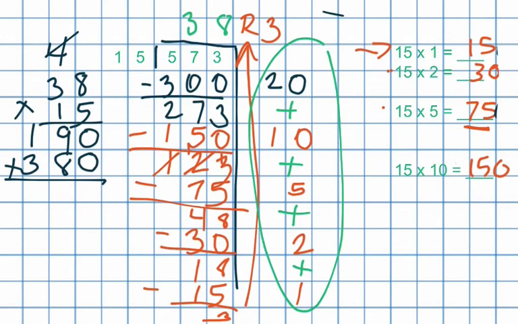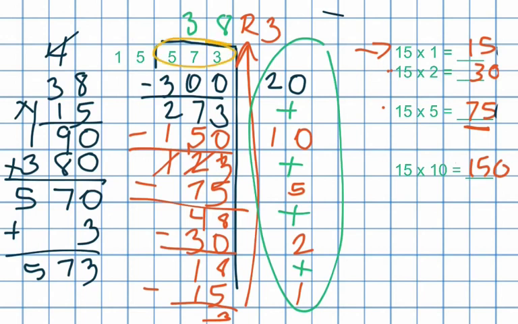All right, I'm going to now add my two products. 0 plus 0 is 0. 9 plus 8 is 17. Carry my 1. 1 plus 1 plus 3 is 5. And then I need to add my remainder. 570 plus 3 is 573. And I ended with the same dividend that I started with, so I know that my answer is correct. So the answer to 573 divided by 15 is 38 with a remainder of 3.